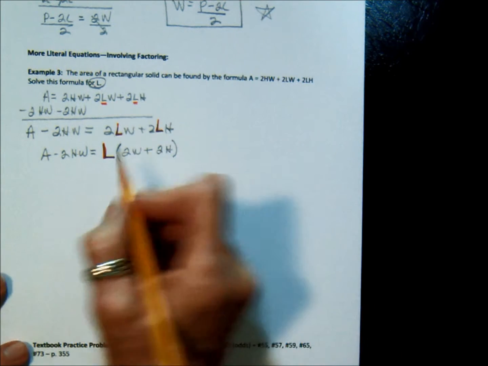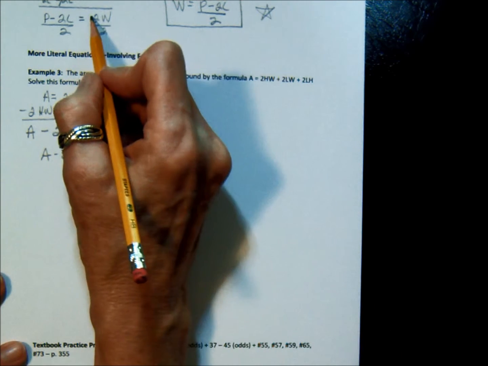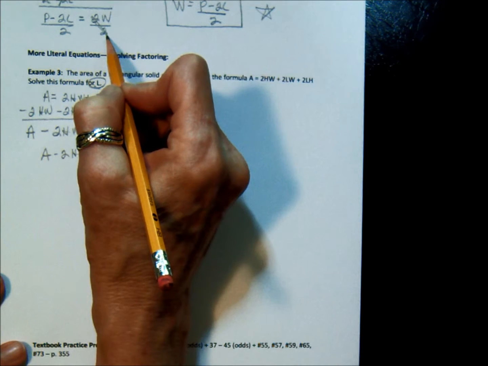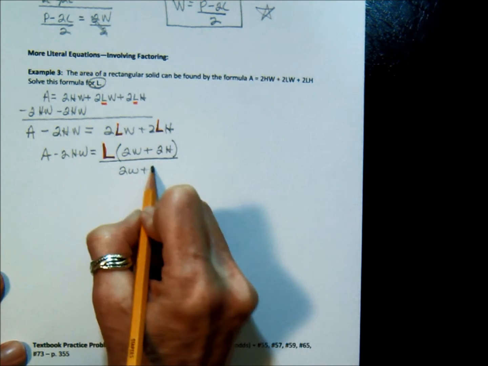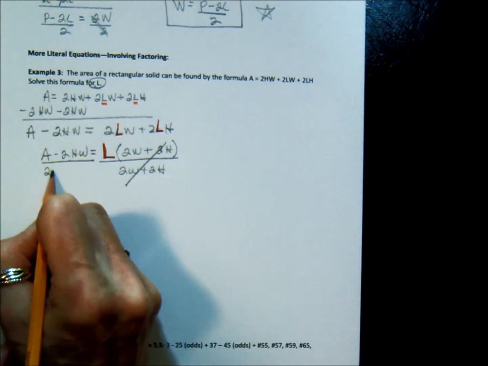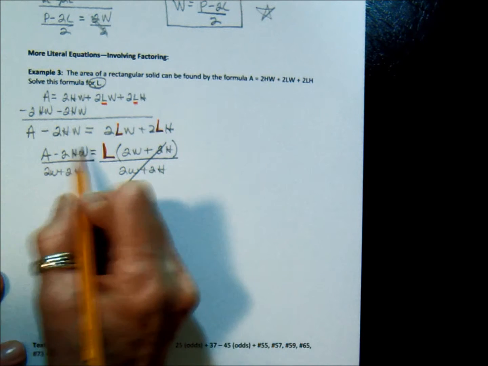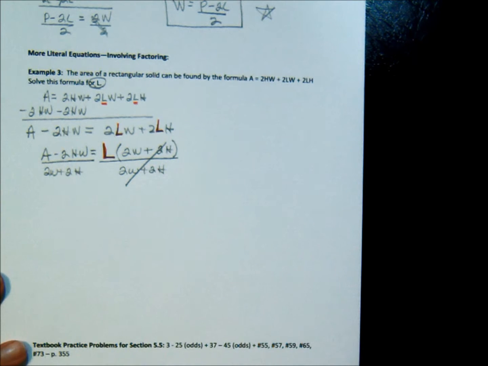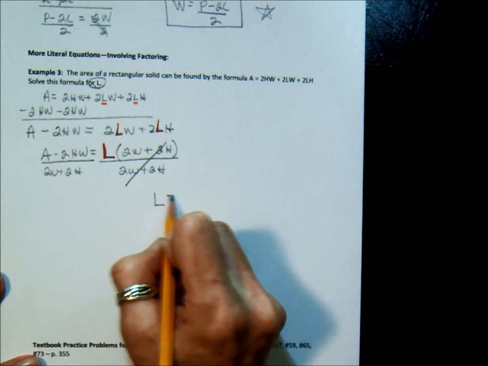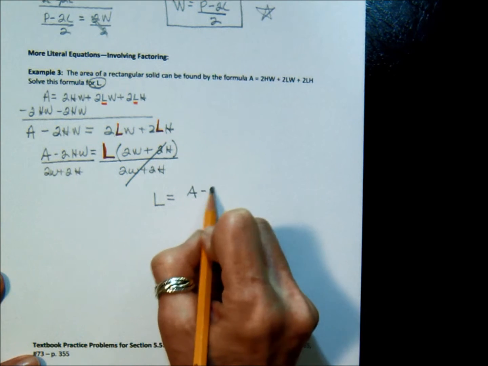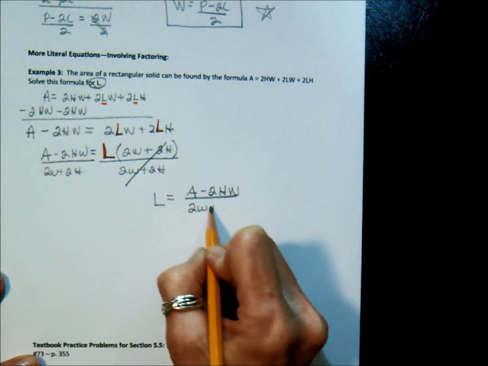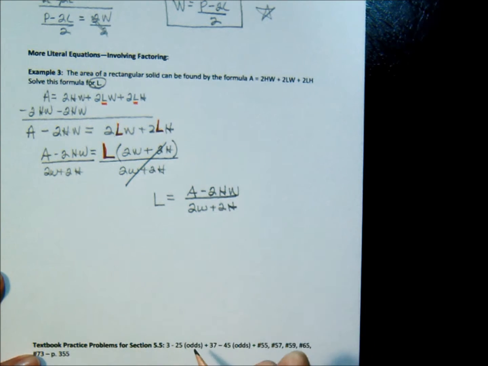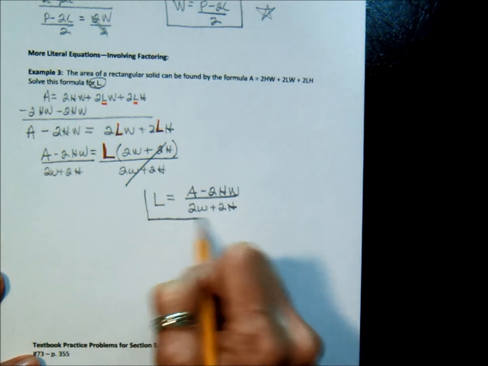Now I can do the same thing I did up here, which is divide by the coefficient. So I divide by everything that is not L. And I do that on the other side, same way. And I end up with L equals A minus 2HW over 2W plus 2H. And no, you can't cross cancel 2's.